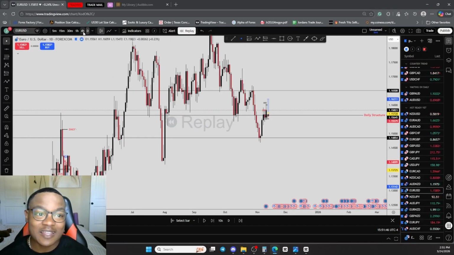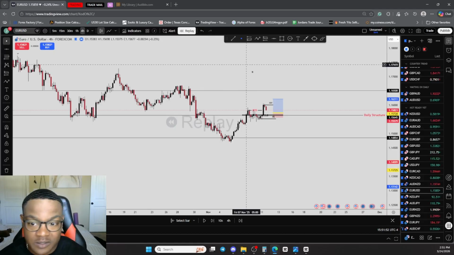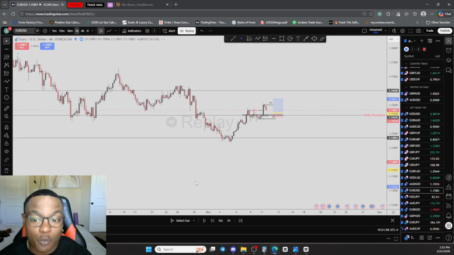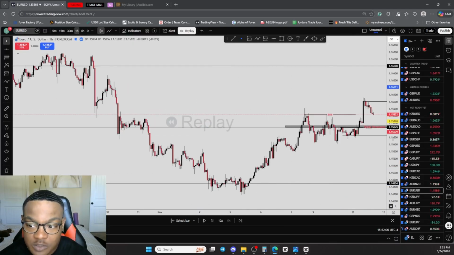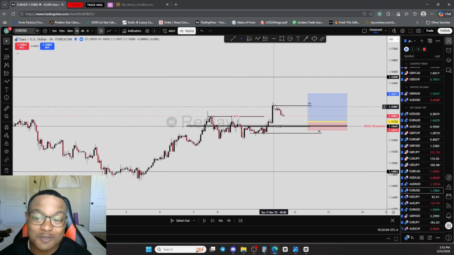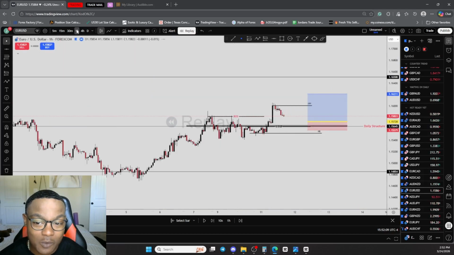So knowing that the daily and the 4 hour are out of sync, the next thing is to find out if the 4 hour and the 1 hour are in sync. Well, the 4 hour is bullish, and it just presented us with the breaker structure towards the upside. On the 1 hour time frame, it's also bullish, doing the same exact thing. We also see the breaker structure towards the upside. So we see the 4 hour and the 1 hour in sync towards the upside.